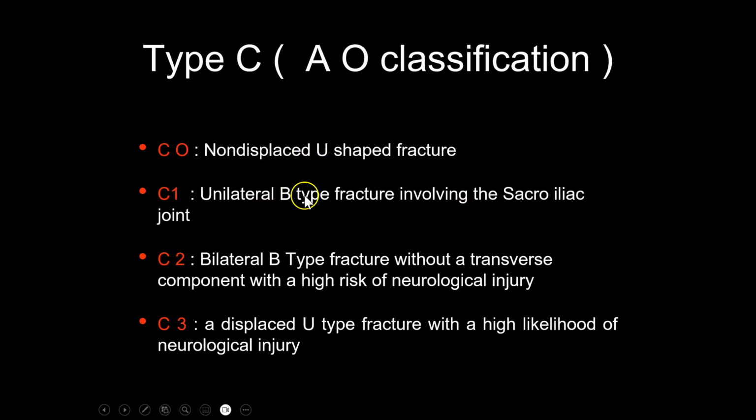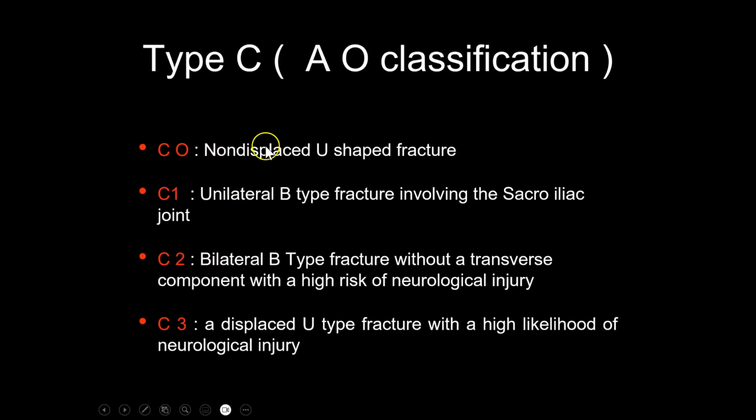this is C0. But if you have unilateral B involving the sacroiliac joint, remember, B was not involving the sacroiliac joint, this is C1. Bilateral B without a transverse component, but involving the sacroiliac joints, high risk neurological injury. And C3, displaced U-type fracture with a high likelihood of neurological injury.